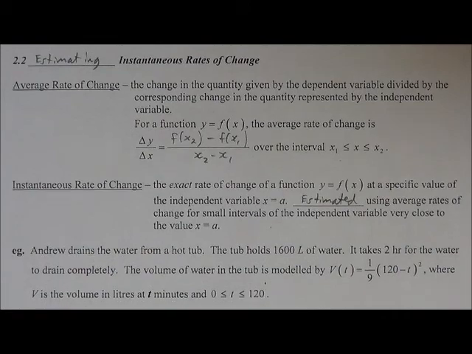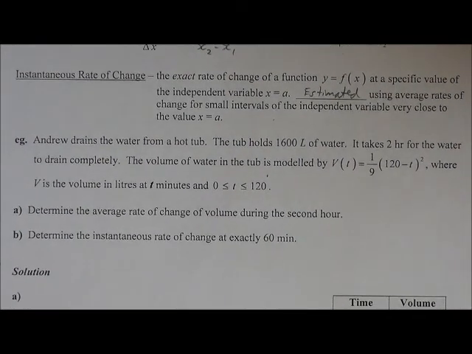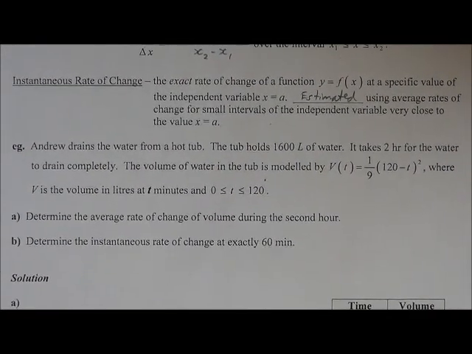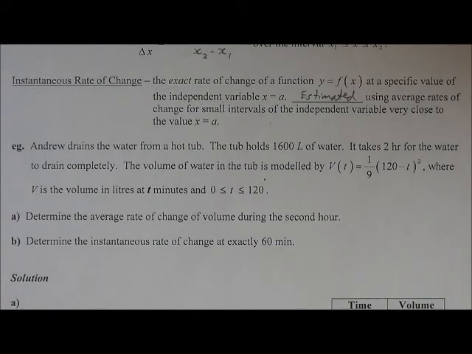Okay, so let's take a look at a first example here. This guy Andrew is draining water from a hot tub. It holds 1,600 liters of water. It takes 2 hours for the water to drain completely. And the volume in the tub, or the volume remaining, that's very key, is given by this formula, where the volume is in liters and t is in minutes between 0 and 120 minutes.